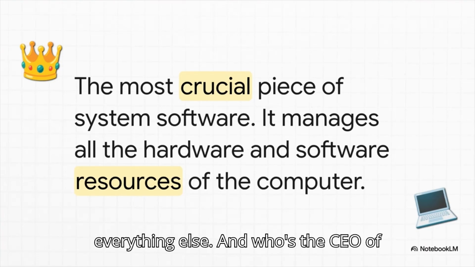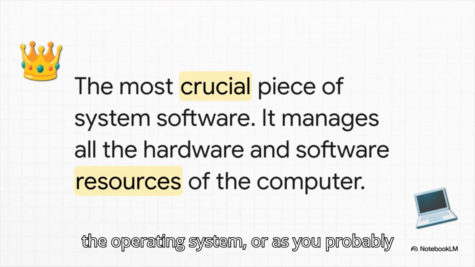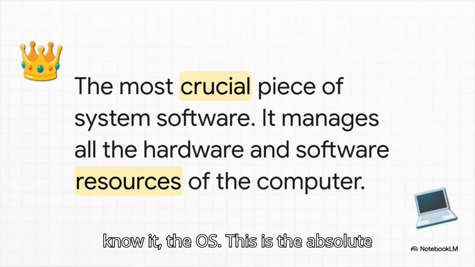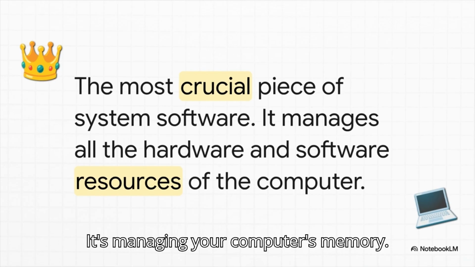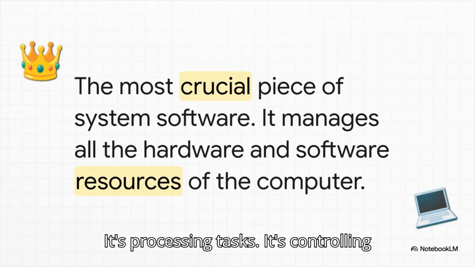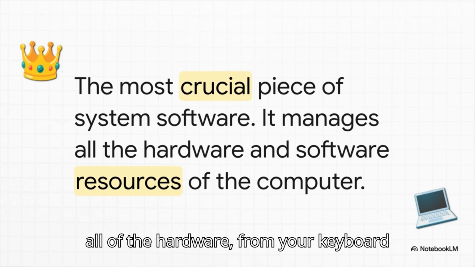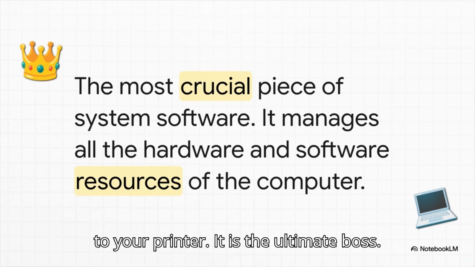And who's the CEO of this whole operation? Well, that would be the operating system, or as you probably know it, the OS. This is the absolute most crucial piece of system software. It's managing your computer's memory, it's processing tasks, it's controlling all of the hardware, from your keyboard to your printer. It is the ultimate boss.